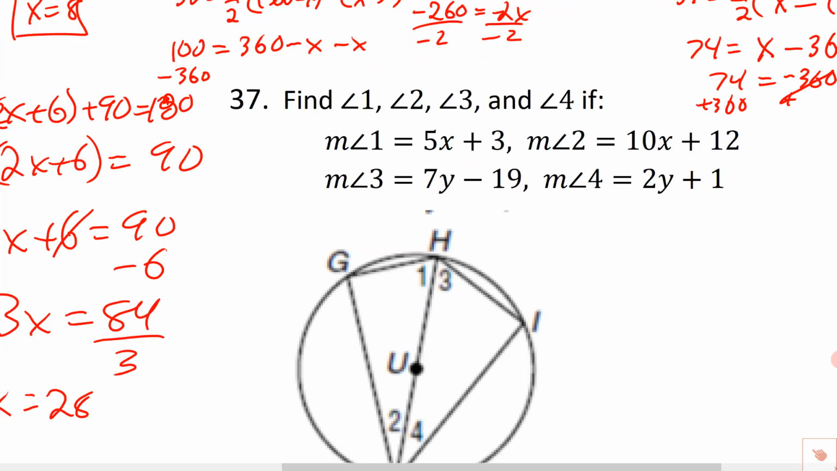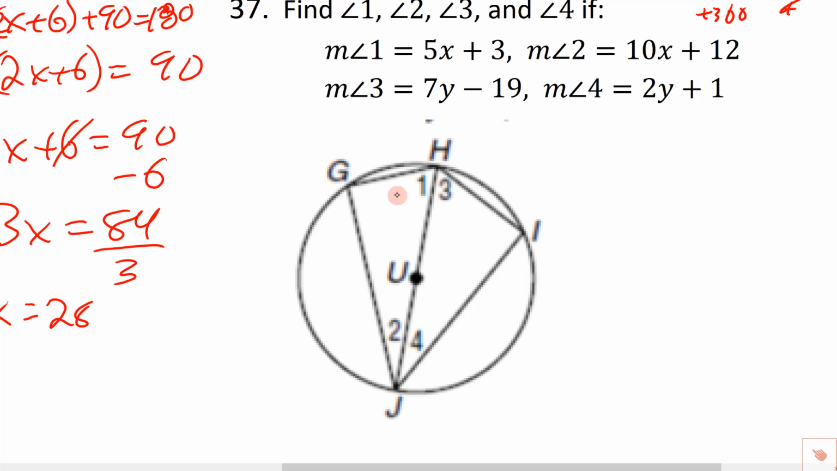So the measure of angle 1 is 5x plus 3. The measure of angle 2 is 10x plus 12. The measure of angle 3 is 7y minus 19, and the measure of angle 4 is 2y plus 1.